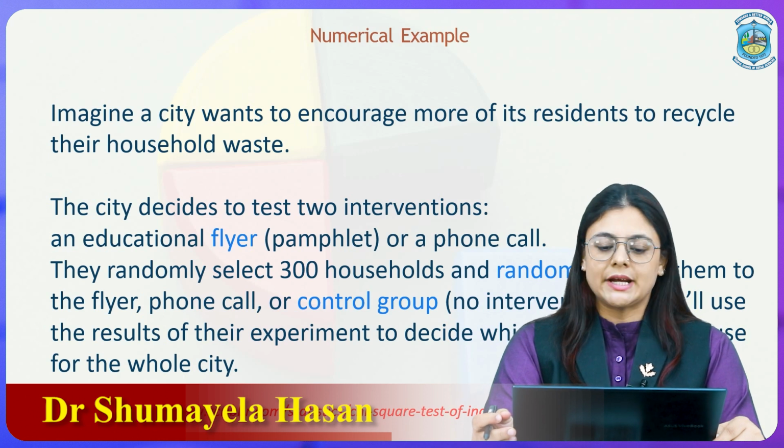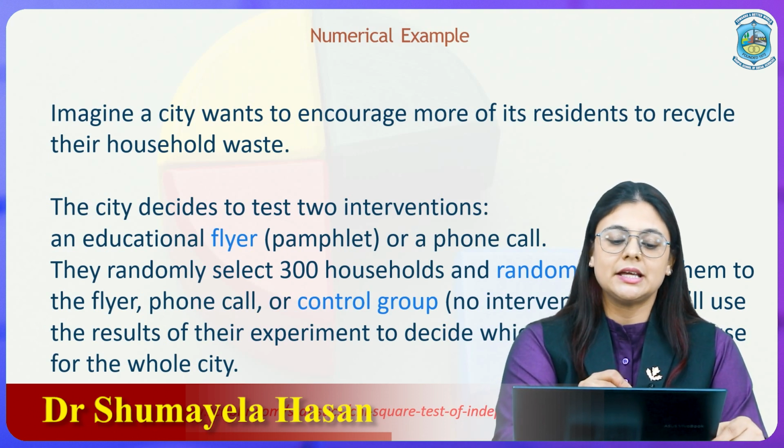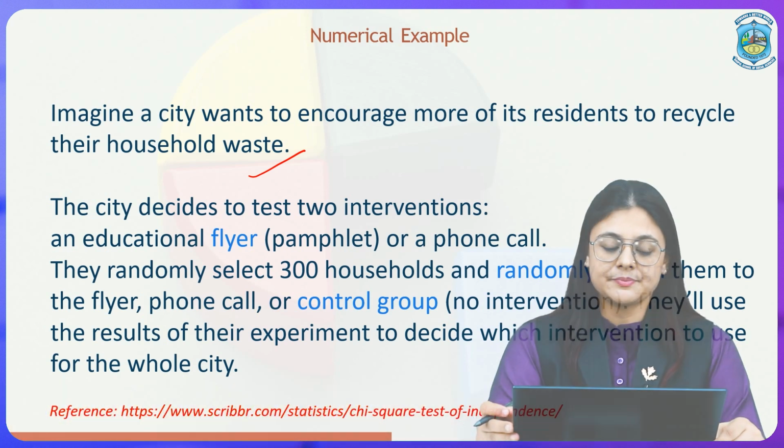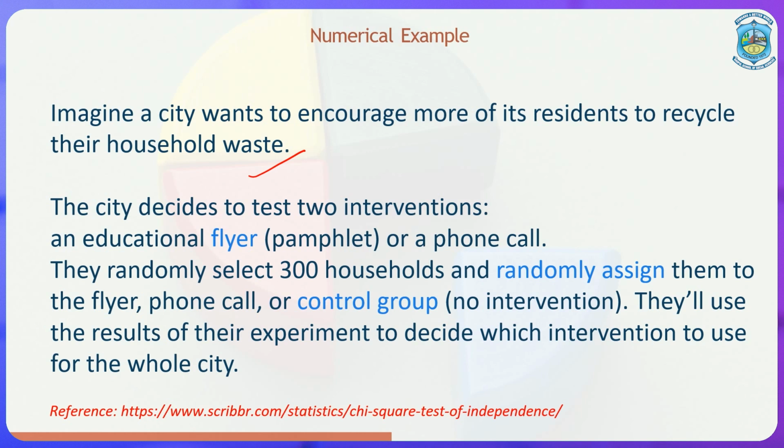Imagine a city wants to encourage more of its residents to recycle the household waste. Now, the city decides to test 2 interventions, an educational flyer, that is a pamphlet, or a phone call. They randomly select 300 households. So, here your n is equal to 300, and randomly assign them to the flyer, phone call or the control group. So, here we have the third category, which is the control group. That means we are not intervening in their habit. There is no intervention at all.